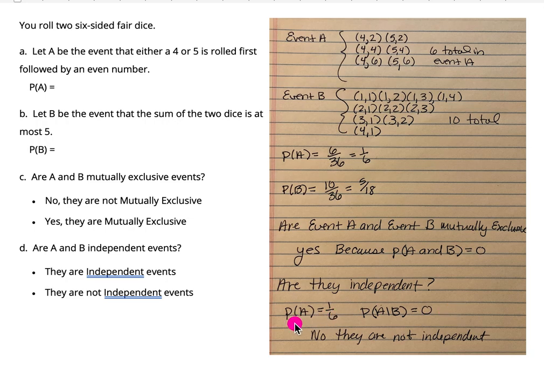condition. We got that the probability of A in the first part was 1/6. The probability of A given B, because they're mutually exclusive, is going to be 0, which means these are not the same. And as soon as one of those conditions is not met, we can say that they are not independent, because both of those conditions need to be true in order for them to be considered independent.